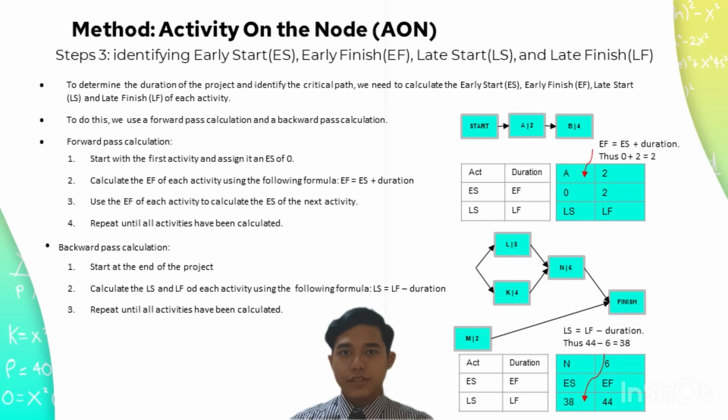For the backward pass calculation, start at the end of the project. Calculate the late start and late finish of each activity using the following formula: late start equals late finish minus duration. Repeat until all activities have been calculated. We look at the example. Duration of task N is 6. Late finish of task N is 44. By using the formula late start equals late finish minus duration, thus 44 minus 6 equals 38. So, the late start for task N is 38.